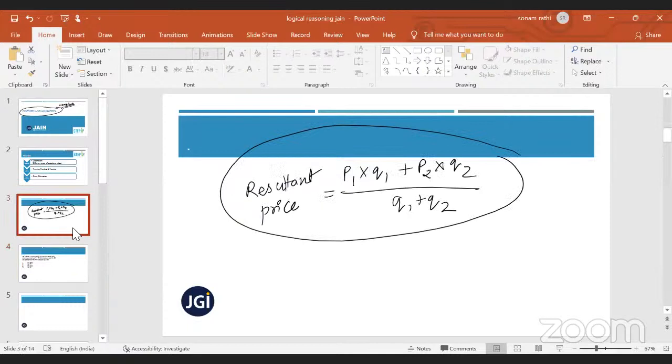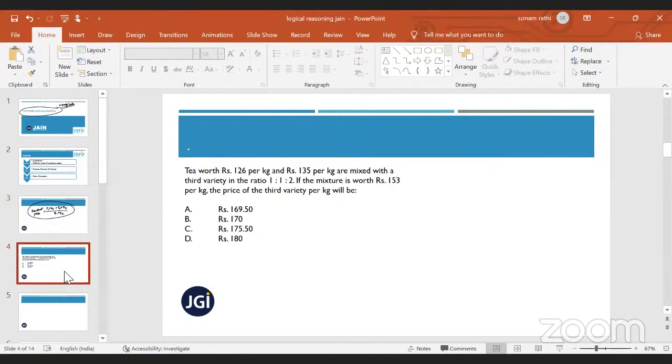Price 1 into quantity 1 plus price 2 into quantity 2 divided by quantity 1 plus quantity 2. This is the same thing we learned in weighted average. In that, average 1 into quantity 1 was the formula. In this one, instead of average, you can use price also. All right. Okay. Do this question.